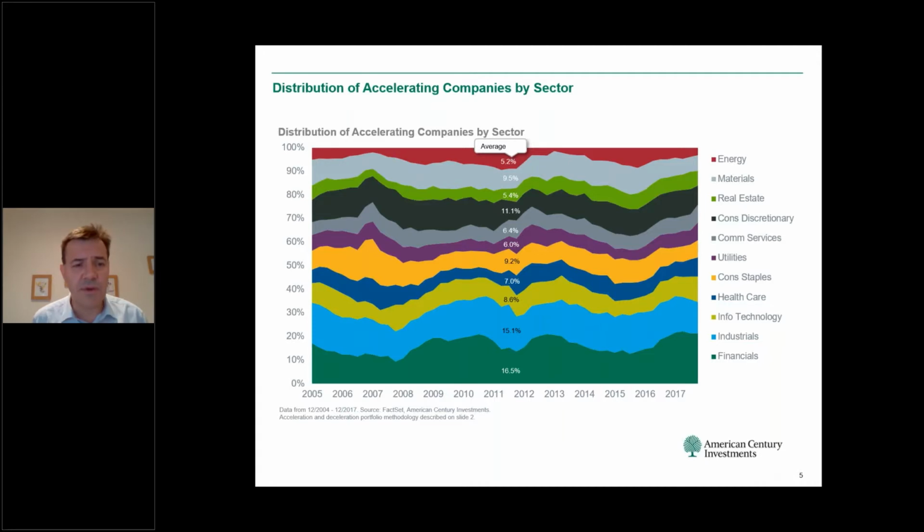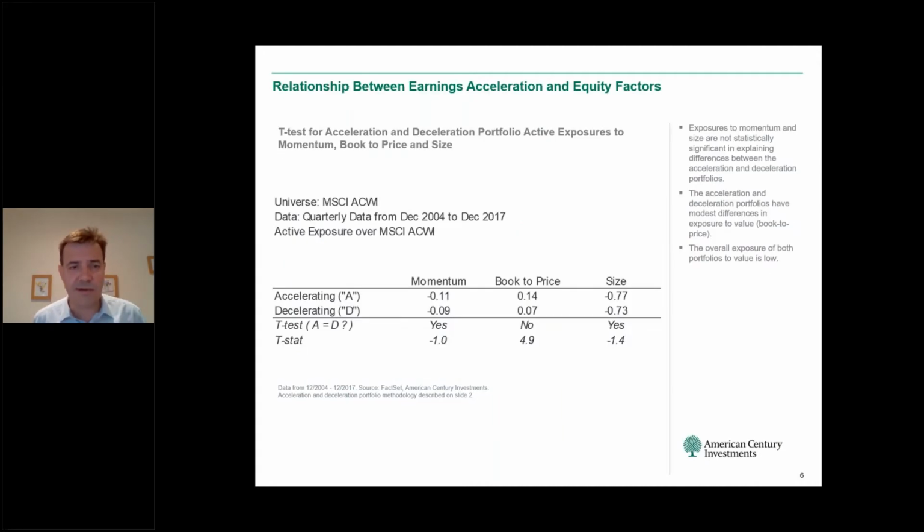So this brings me on to my last point on the next slide. What we also wanted to do was try and examine how this earnings acceleration portfolio would fit into a broader portfolio context. So we conducted a statistical test, which we show here. And the test we did was a t-test.